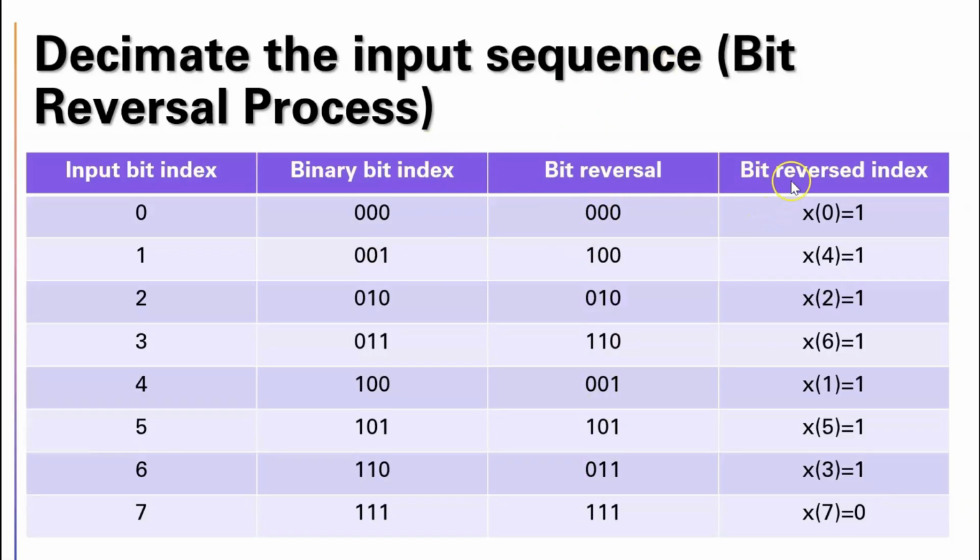Now we have to write the bit reversed index. So for 0, 0, 0, we will get x0 equal to 1. And for 1, 0, 0, we will get x4 equal to 1, and so on.